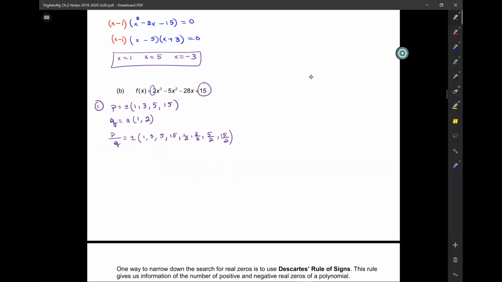These are the factors of 15. So how do you get 15? It's 1 times 15 and then 3 times 5. So these are all the P over Q's.